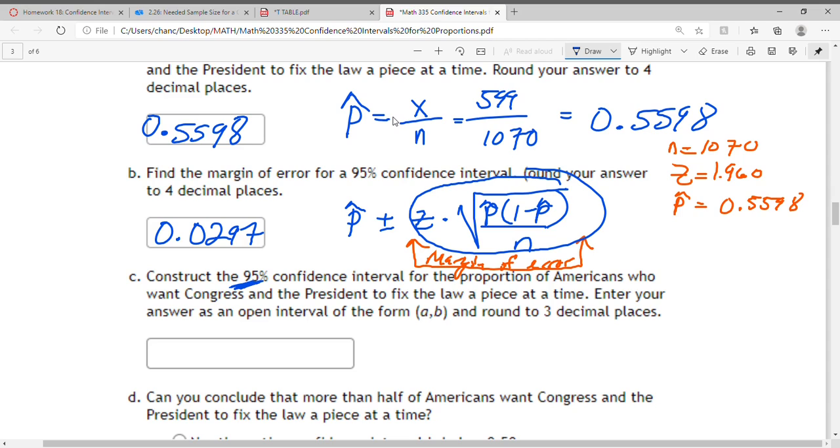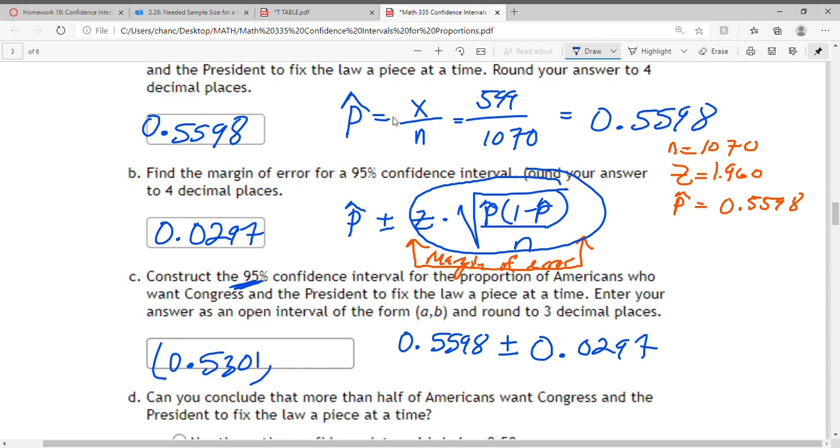We already know p hat, that's 0.5598, and we'll add and subtract the margin of error, which we already calculated in part B. That's plus or minus 0.0297. This will give us the lower limit if we do the subtraction. So 0.5598 minus 0.0297 gives us a lower limit of 0.5301. And for the upper limit, we'll have to do the addition.